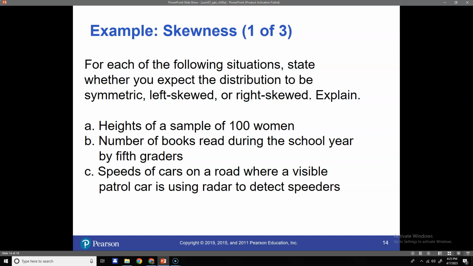I think height is typically normally distributed, so I would expect that to just be symmetric. Number of books read during the school year by 5th graders. Well, you might expect more books as they go through the year if they improve at reading. So if the books being read are to the right, being later, there would be more of them. So the skew, there would be fewer of them read at the beginning of the year would be my guess.